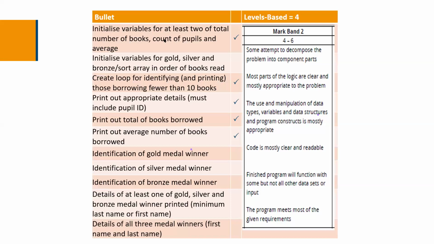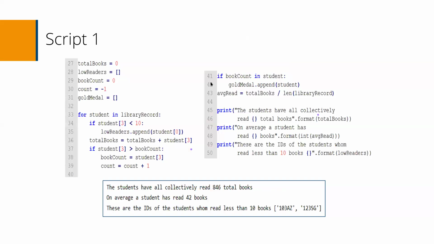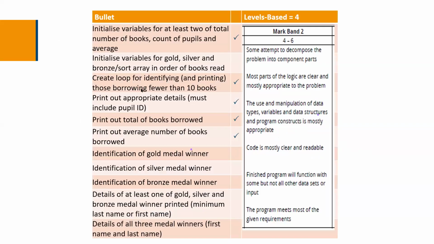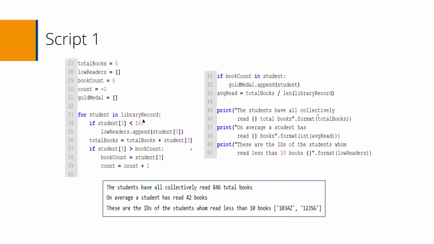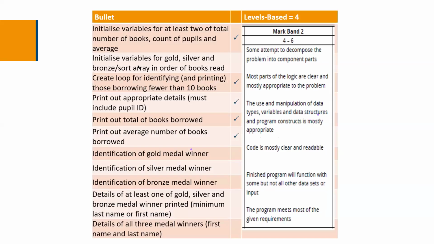Okay, it initializes variables. It doesn't do it for variables for gold, silver, and bronze. If you look back here, you've got total books, low books, readers book count, gold medal, all right, equals, but nothing for bronze or silver. Okay, there's a loop for identifying and printing those borrowing fewer than 10 books. Okay, if students borrow less than 10, put them in that list. Okay, that's there.